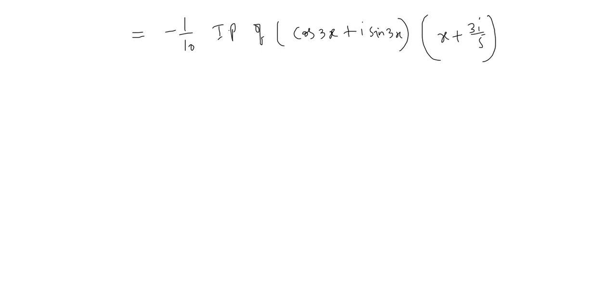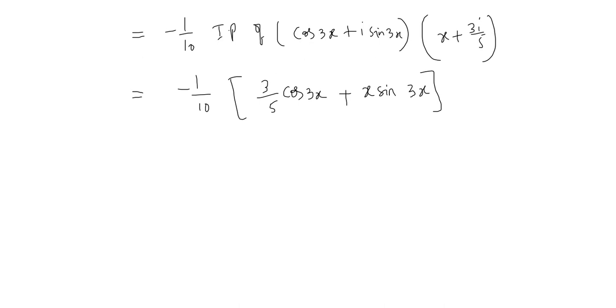So I have minus 1 by 10 times the imaginary part of cos 3x plus i sin 3x, multiplied with x plus 3i by 5. Fine. Now let us compute this further. If I multiply that, I need to get the imaginary part of this, so that is minus 1 by 10 times 3 by 5 cos 3x plus x sin 3x. So I get this.